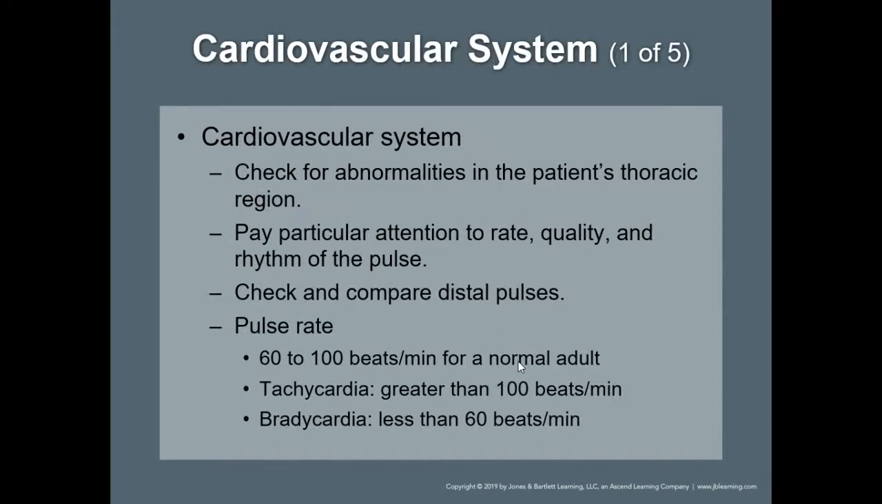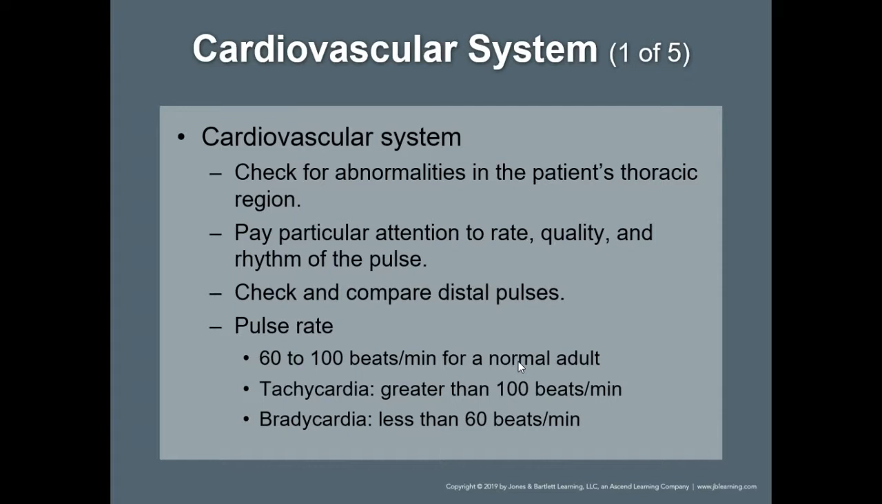When we're assessing the cardiovascular system, we will check for abnormalities in the patient's thoracic region. So we always start externally. Are there any signs of abnormalities? Pay particular attention to the rate, quality, and rhythm of the pulse. Check and compare distal pulses. Pulse rate is 60 to 100 beats per minute for a normal adult. The younger the patient, the faster the pulse.